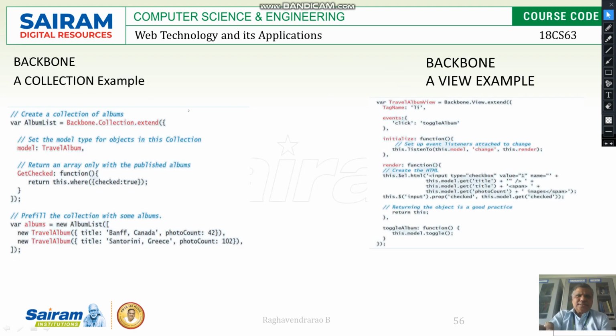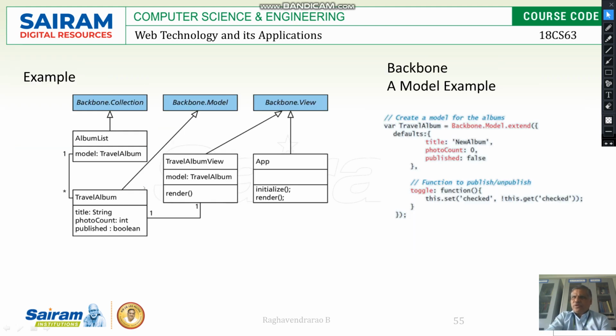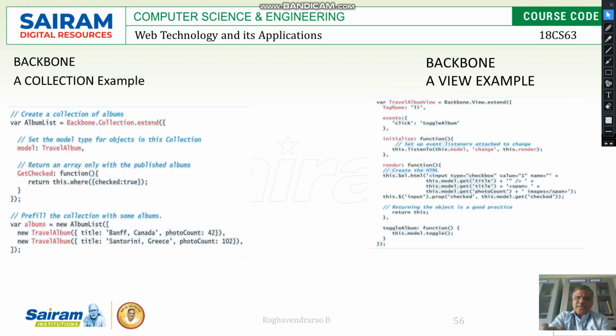Here in the collections we have album list, Backbone.collection.extend. Under that particular model, many albums are going to be present. Travel album is the model. getChecked is in the model, right? The function is called for this.where checked equals true. So from the model, checked equals true gets selected here, right? From that we get this function, getChecked. All the getChecked information is going to be taken, and we'll see that here.